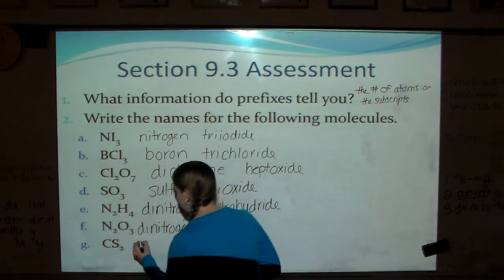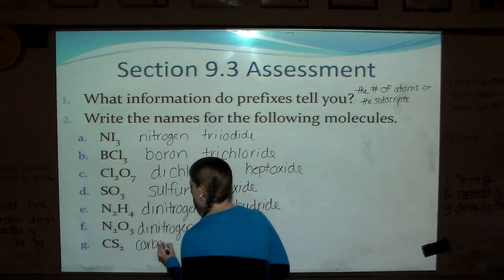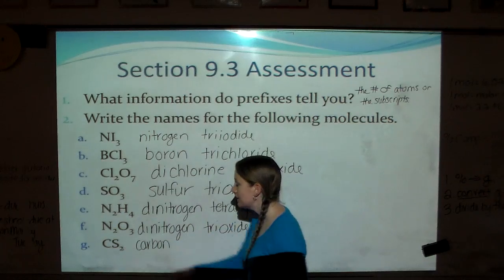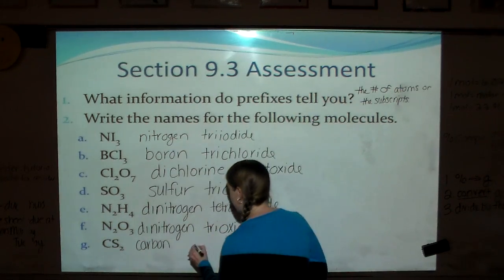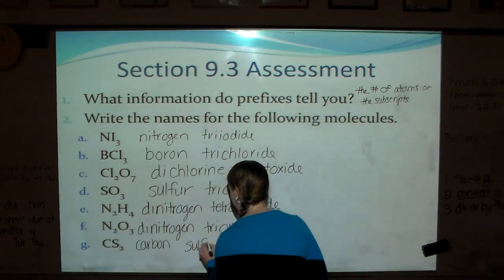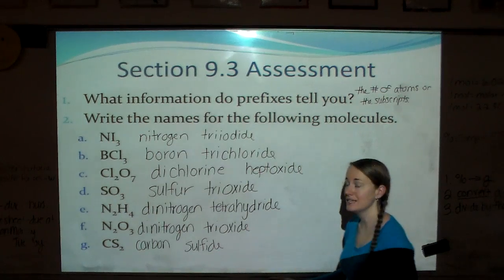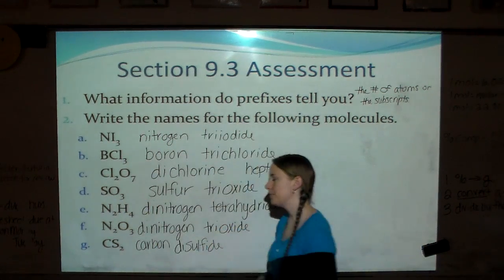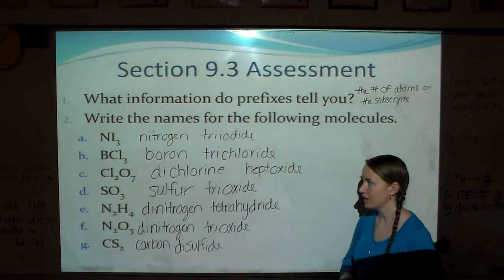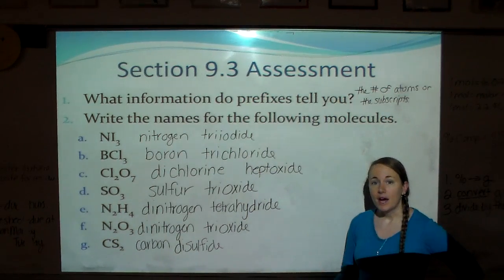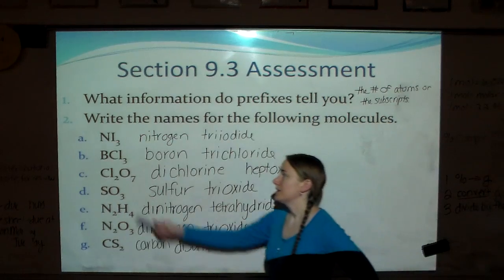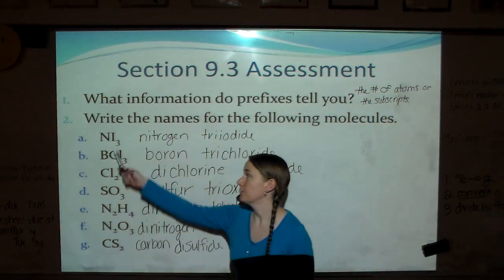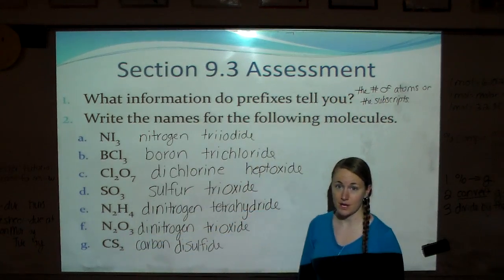So C is carbon. Since there's no subscript, I don't need a prefix. All right, S is sulfur, which we're going to call sulfide. Don't forget to change that ending to IDE. And since there are 2 of them, I'm going to put a di. So carbon disulfide. So remember, y'all, mono should only be used with the second element if it doesn't have a subscript. The first element should never start with mono.